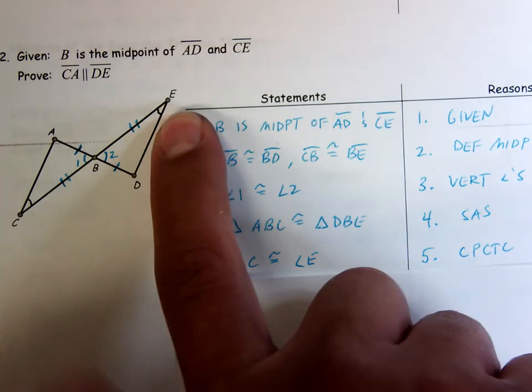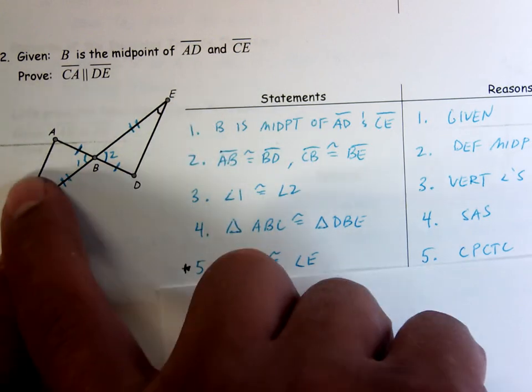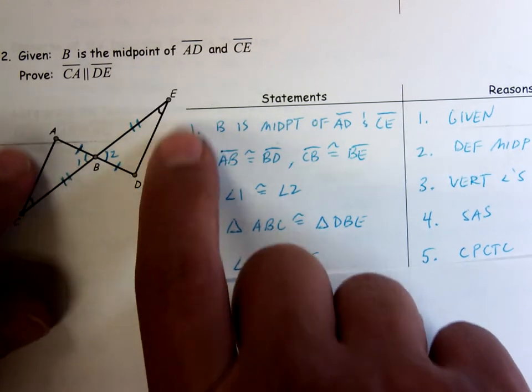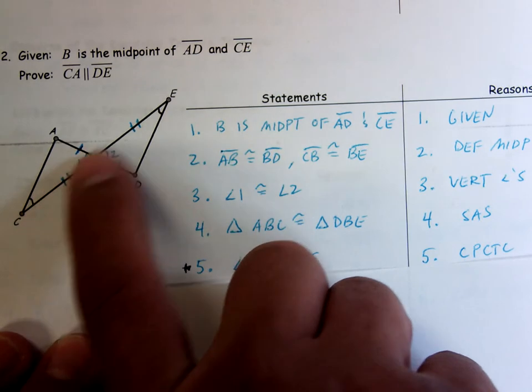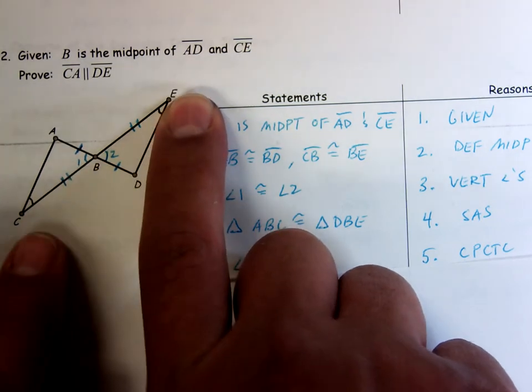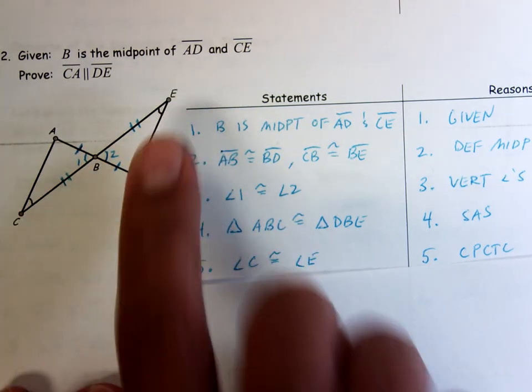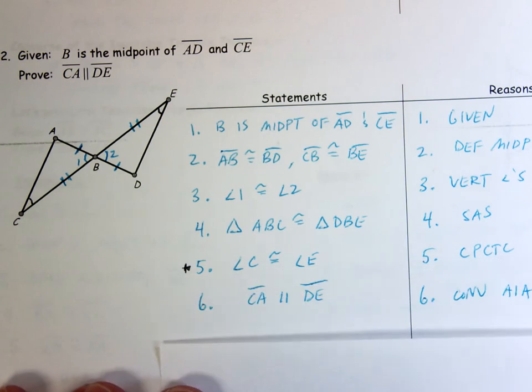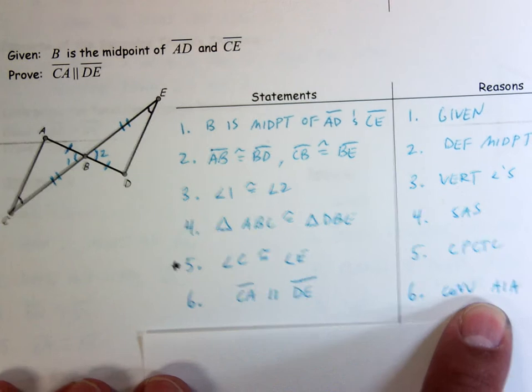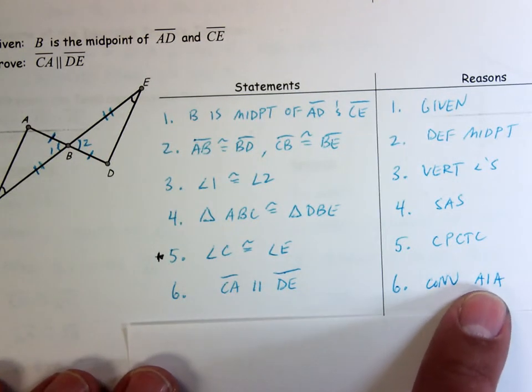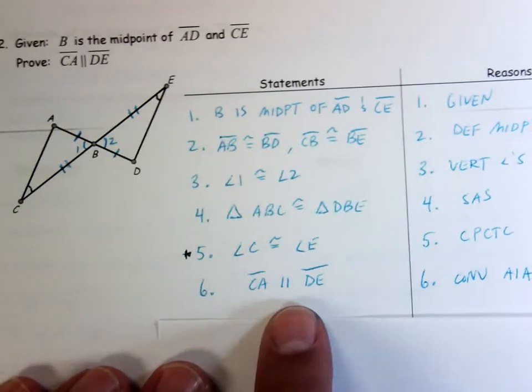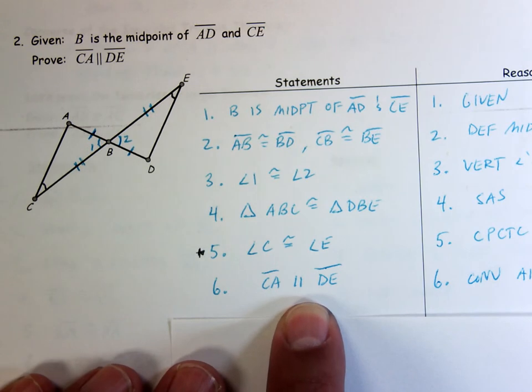But now if I look, I have two lines right here, AC and ED, being cut by a transversal. So that makes C and E alternate interior angles. And so if C and E are congruent, then by the converse of the alternate interior angles theorem, CA must be parallel to DE. Alright?